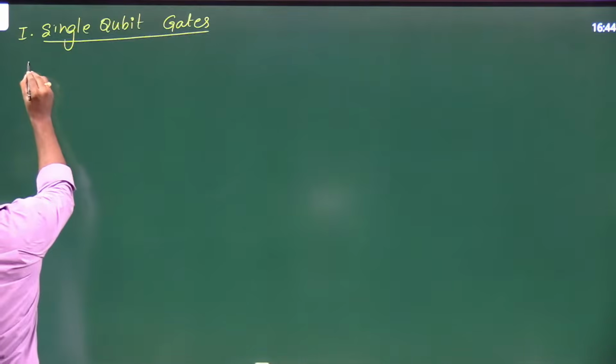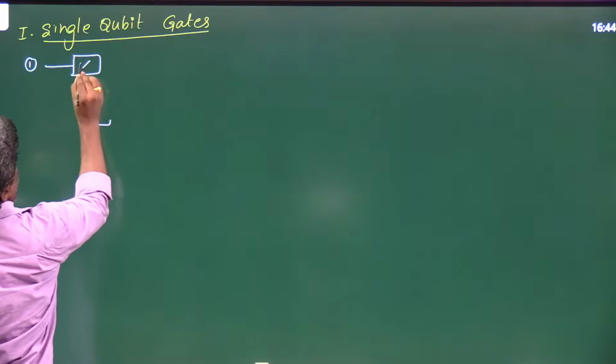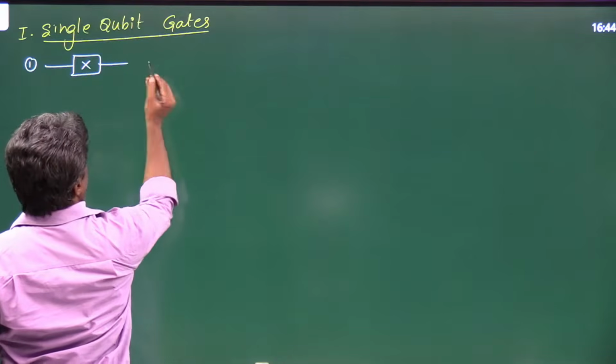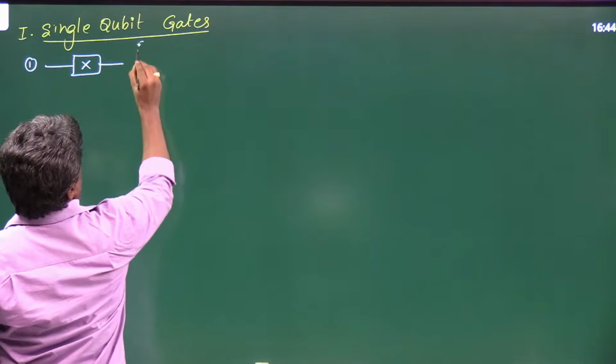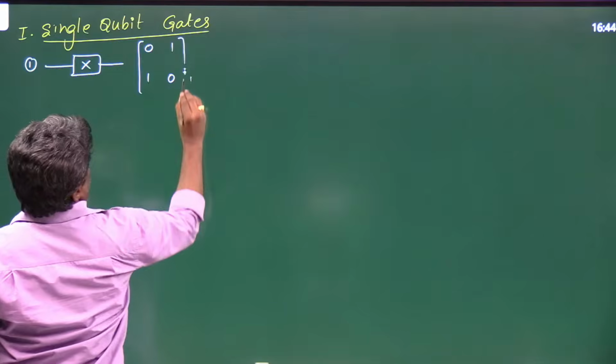Now here the first one is the Pauli X gate. Listen carefully, please, and remember this. What is this Pauli X gate? This is simply nothing but an operation. What is that unitary operator? 0 1 1 0.